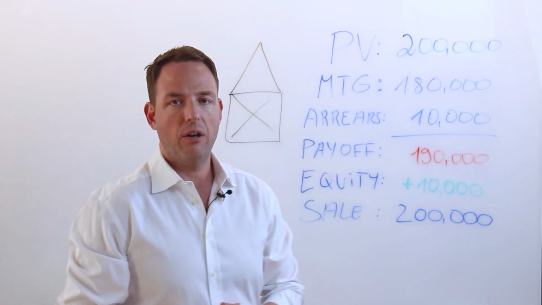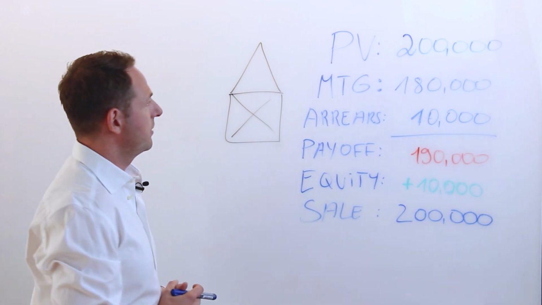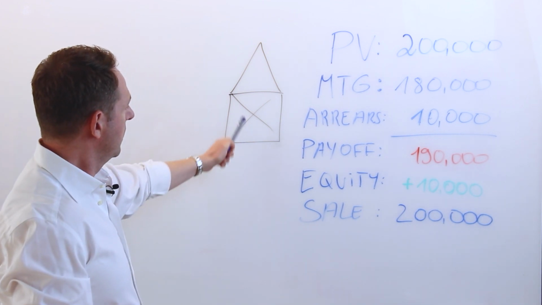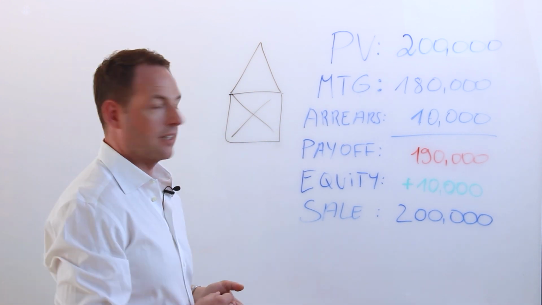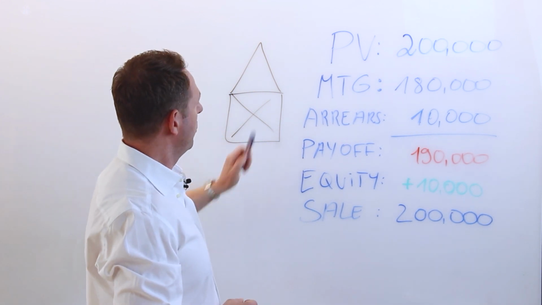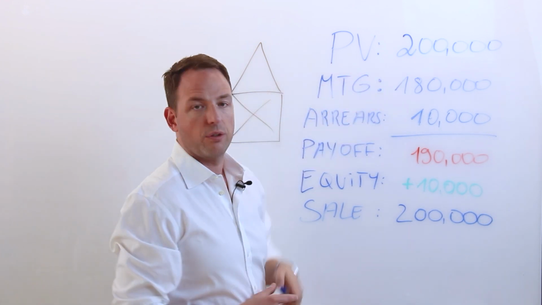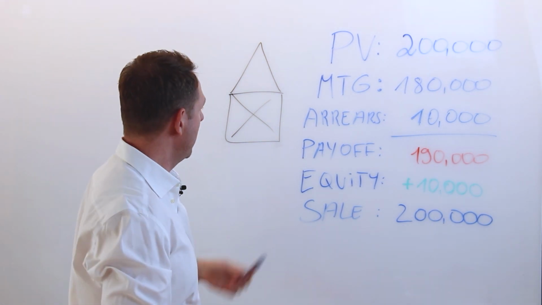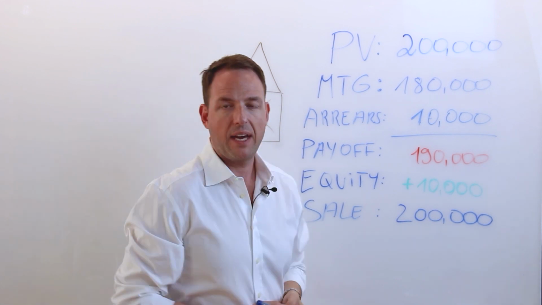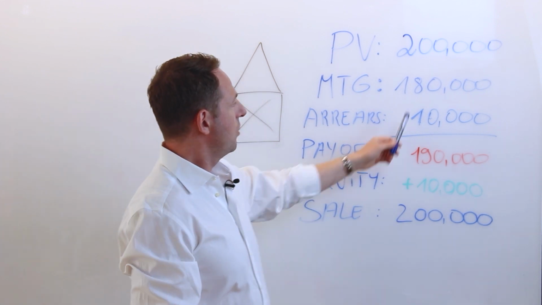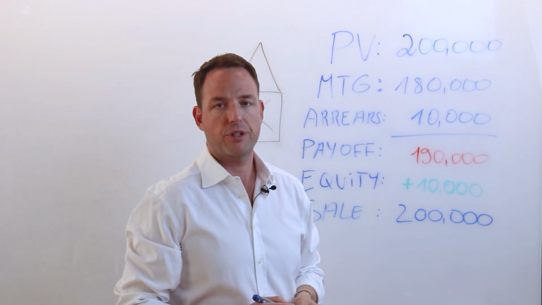Okay, so let me show you how the American Default Prevention Program works with the help of a couple of examples here. So this is a beautiful home, much more beautiful than my artistic skills show. And the homeowner of this property owns a home that is worth $200,000. So this house is worth $200,000, and the mortgage balance that they have on this property is $180,000. That's the unpaid balance on the mortgage.